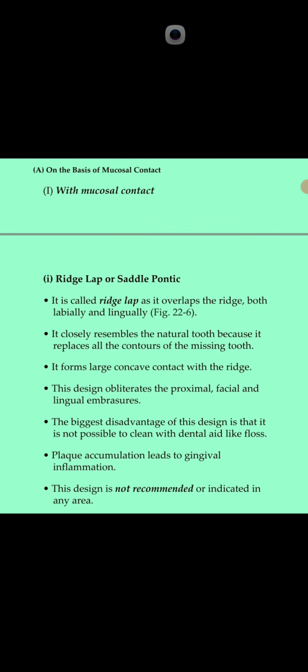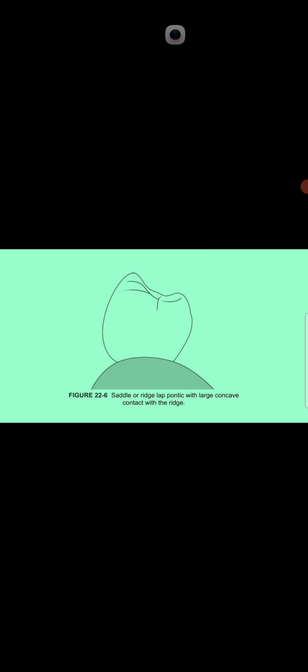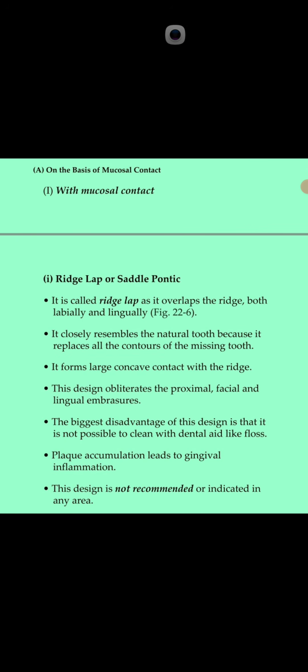The biggest disadvantage of the design is that it is not possible to clean with dental aids like floss. We cannot clean with the floss. Plaque accumulation leads to gingival inflammation.